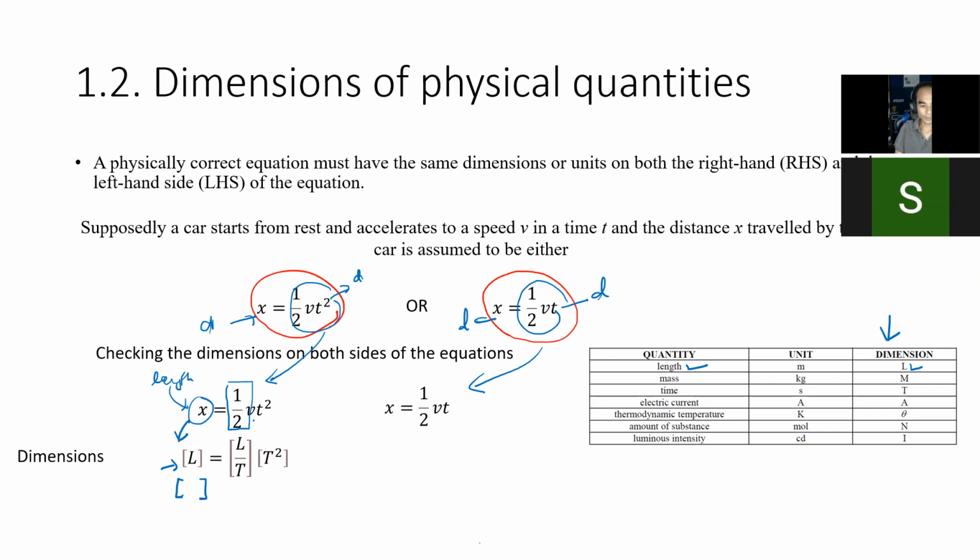So v over here, v equals the length divided by time, or we can say it is a dimension of length L divided by time T. L over T. So that's why we have L over T in the second term. T squared, because t is squared, so the dimension of t squared is T squared. At this point, any question?